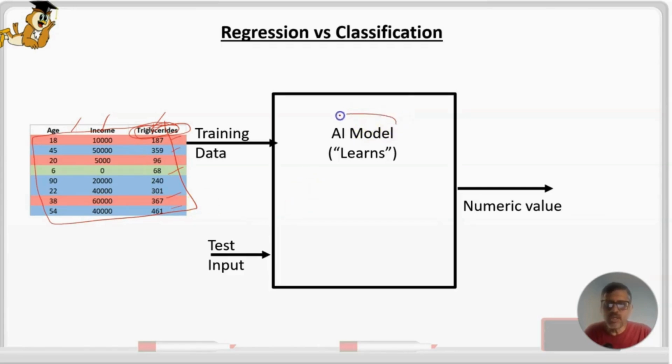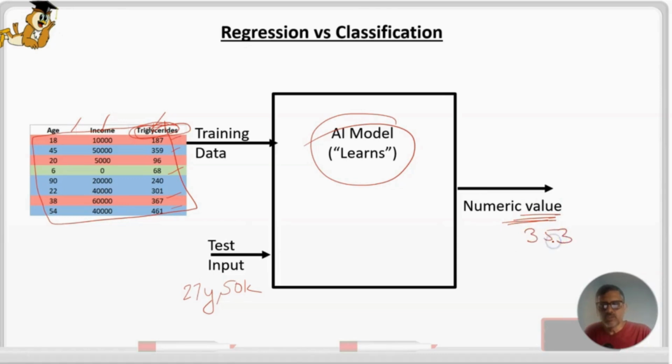The AI model in the case of regression is going to learn based on training data, and then when you give specific test inputs, let's say 27 years old, 50,000 rupees salary, it's going to predict a numerical value for the cholesterol level of that person. So that's the difference between classification and regression.